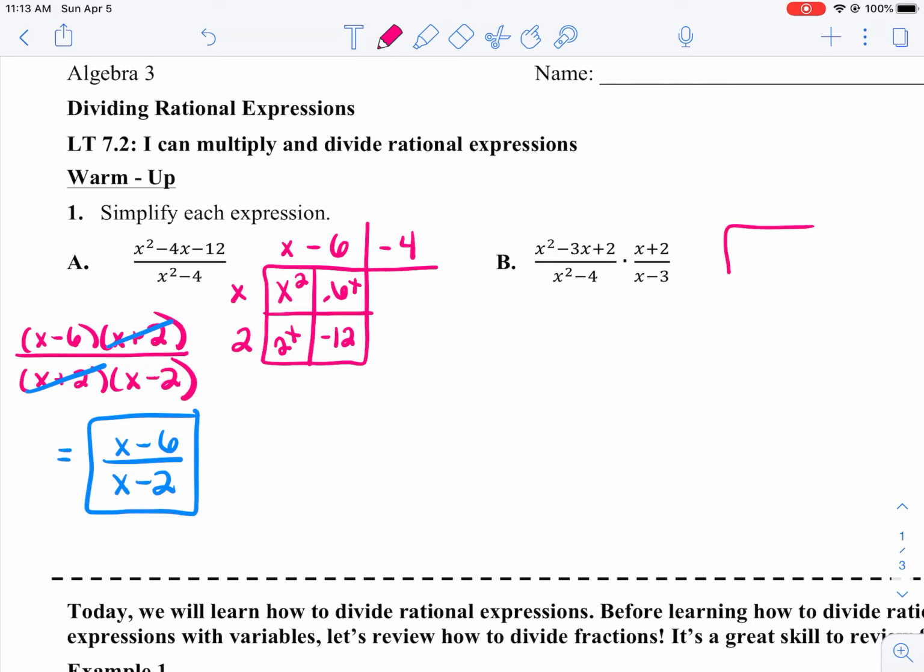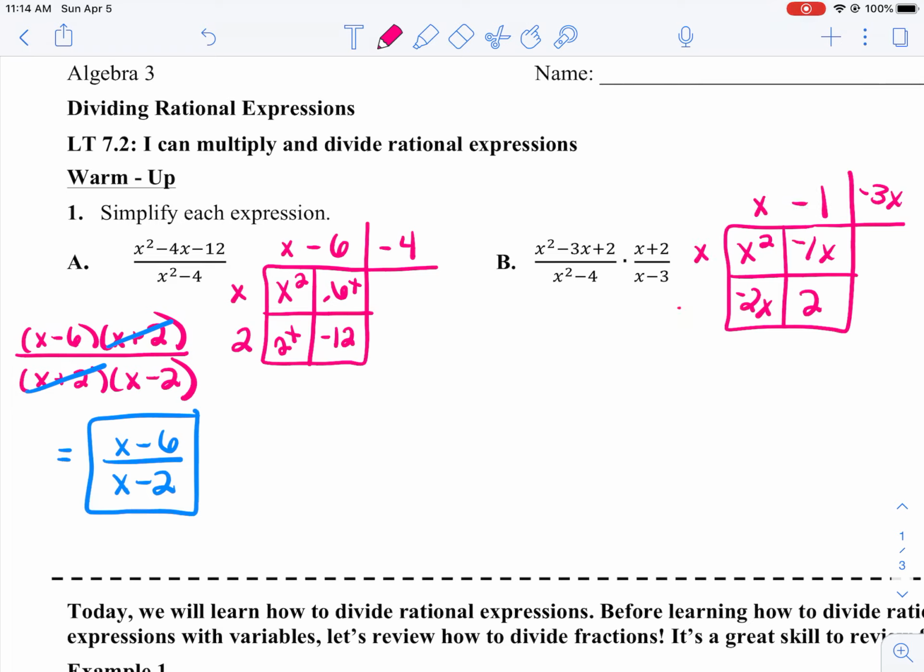This numerator on top can be factored. We need two numbers that multiply to give us positive 2 and add to give us negative 3. If we use an area model, we can use negative 1 and negative 2. They multiply to positive 2 and add to negative 3. If we look at row 1, we take out an x and we get x minus 1. In row 2, we take out a negative 2, and notice a negative times a negative is positive 2. So the factors of the first numerator are x minus 1 and x minus 2.